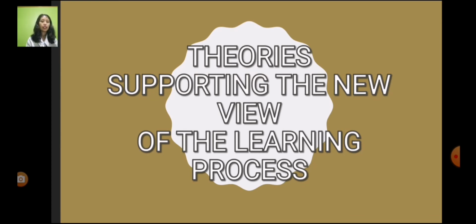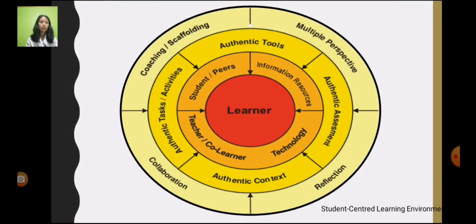Here are the theories that support the new view of the learning process from teacher-centered to student-centered. In this, the student-centered environment illustrated in the figure shows that the learner interacts with other students, the teacher, information resources, and technology. In this view, the learners are active agents who engage in their own knowledge construction by integrating new information into their schema or mental structures. The learning process is seen as meaning making in socially, culturally, historically, and politically situated contexts.